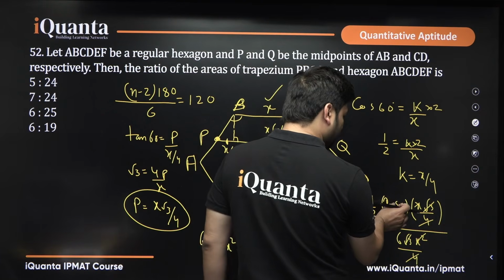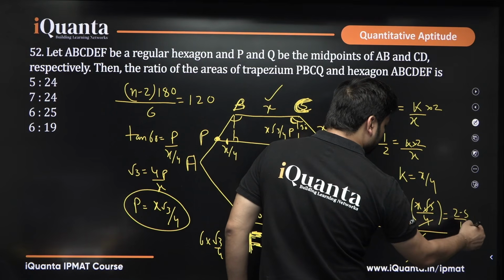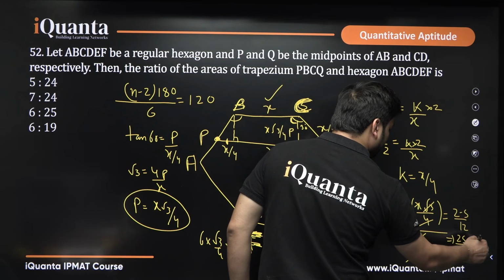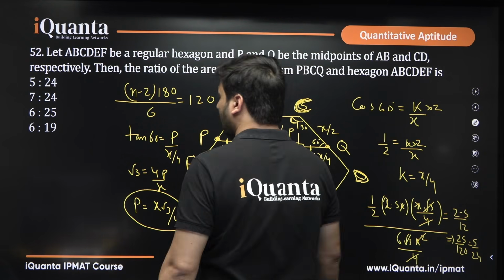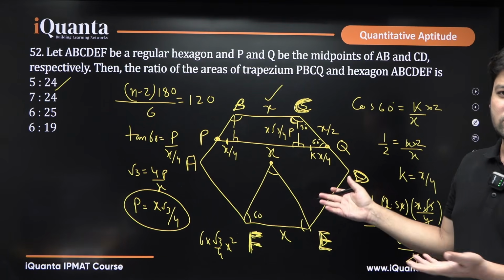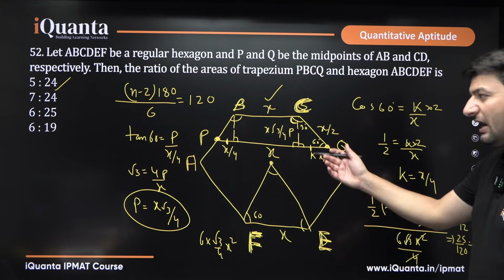You finally get 2.5 by 12. If you further solve this, you get 25 by 120, or if you cancel by 5, you get 5 by 24. You have 5 by 24? Yes, that's your answer. So there are so many ways to solve this question, but whichever way clicks first, you can go ahead with that. Only calculations are needed over here.